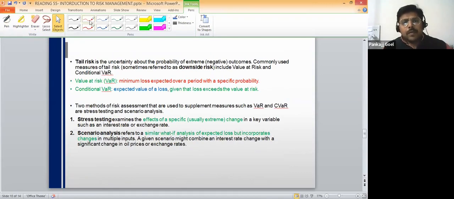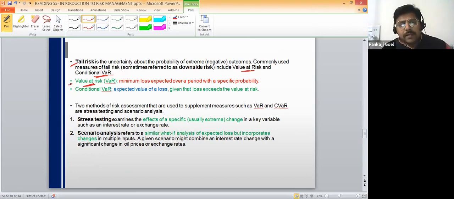Now, again, we can have value at risk. First, tail risk, as we discussed: extreme events, extreme outcomes. That kind of risk is tail risk. Commonly used measures for tail risk are value at risk and conditional value at risk. So how can we measure the tail risk? Tail risk is the risk of extreme events. So how do we measure it?